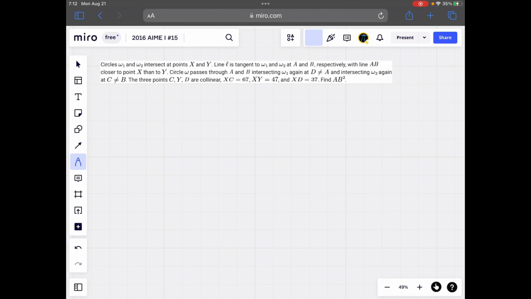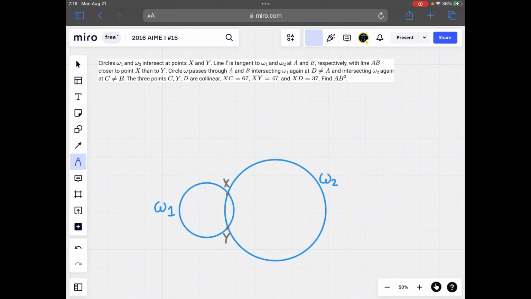What is AB squared? We have two circles here, omega 1 and omega 2, which intersect at points X and Y as shown. And then we also have this tangent line L, which is tangent to both omega 1 and omega 2 at A and B respectively. And it's closer to X than to Y, so it's going to be on the top side of this diagram. There we go, let's call those A and B.